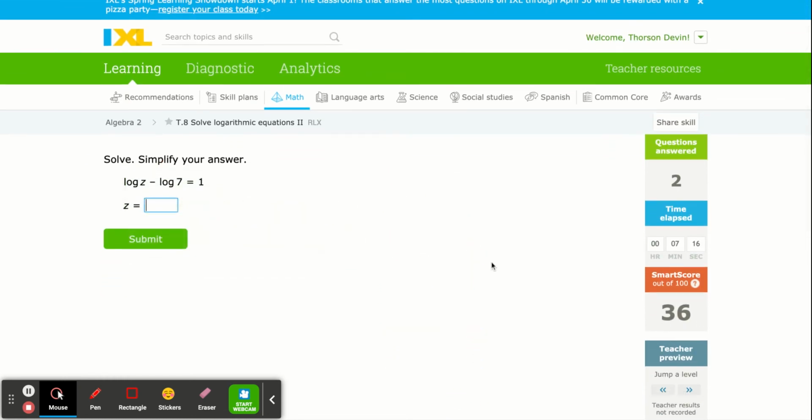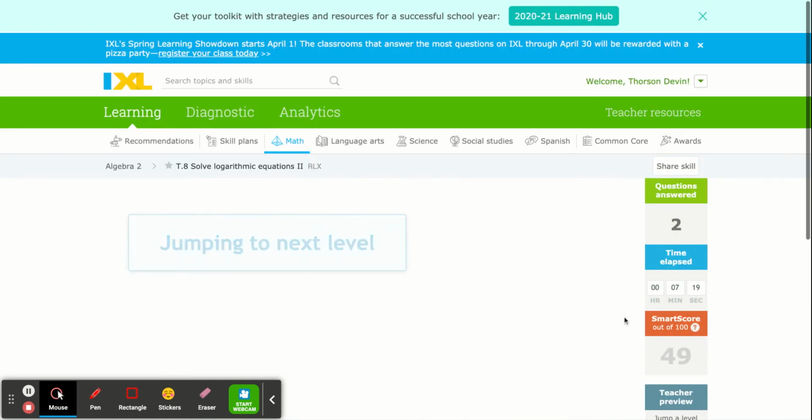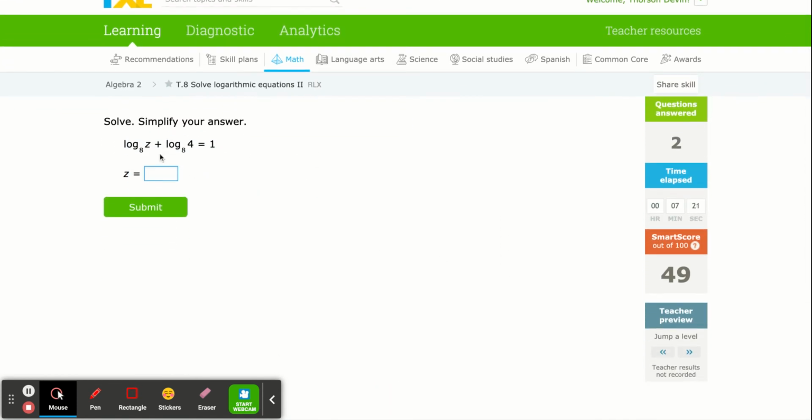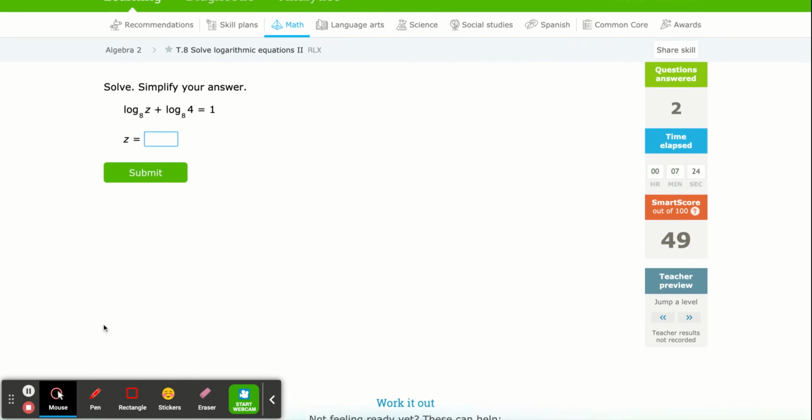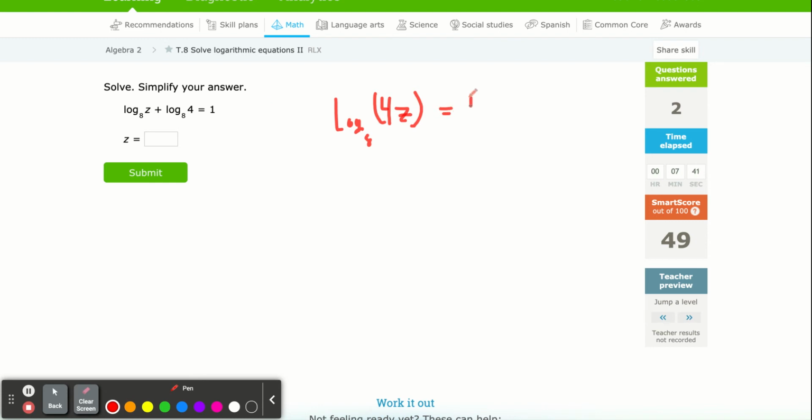So I'm going to jump ahead, because this is similar to the last one. Here we have the addition, or the product rule. So again, I'm going to write it as a single logarithm base 8 of 4z, because the order we multiply doesn't matter. So I just put the 4 in front of the z, because it's z times 4, or 4z, equals 1. Again, it's a base 8, so 8 to the 1 power equals 4z. And then obviously we divide by 4 and get a z value of 2. And that's because we use the product rule.